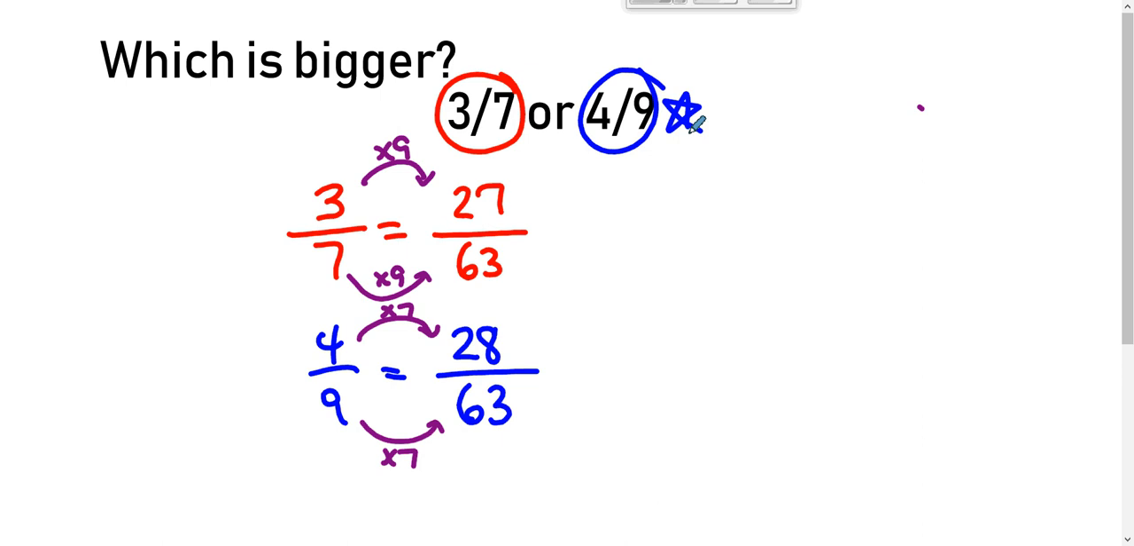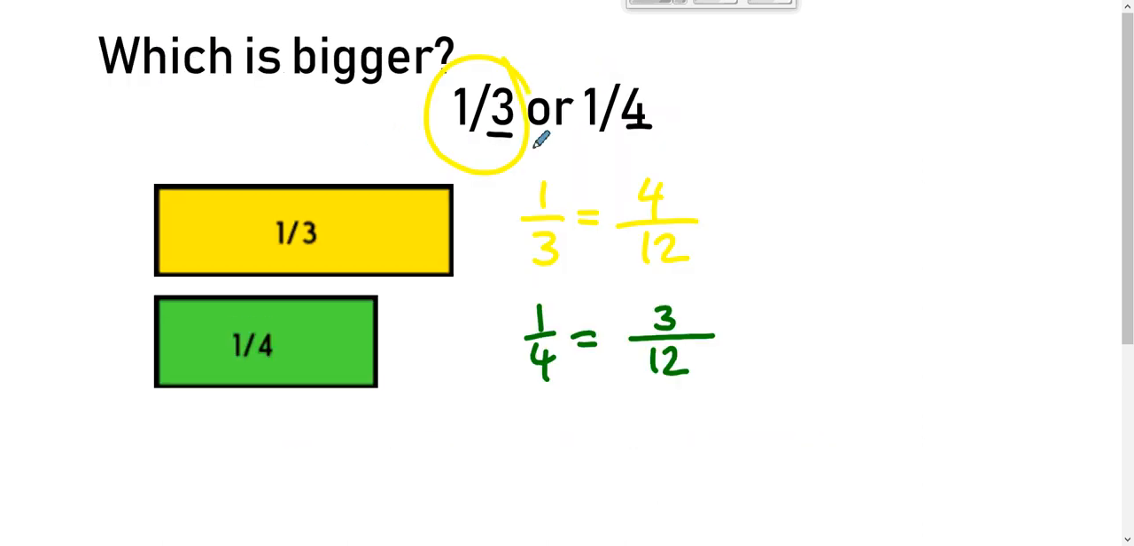So the super big takeaway from all of this, when we're comparing fractions, we need the denominators to be the same. We can compare fractions if the numerators are the same. We did that a couple of slides ago. If the numerators are the same, we can compare the fractions. We look at whichever denominator is smaller.